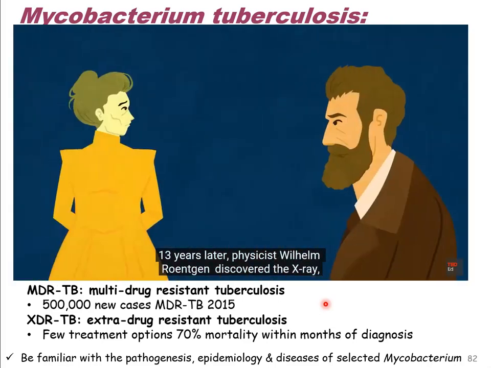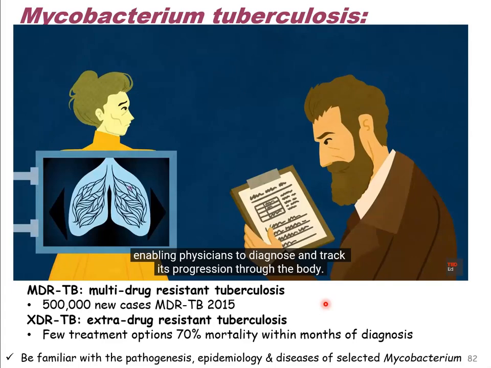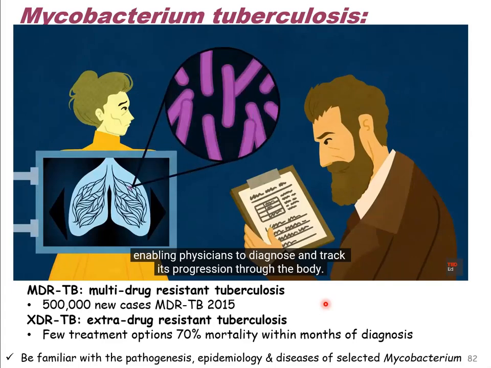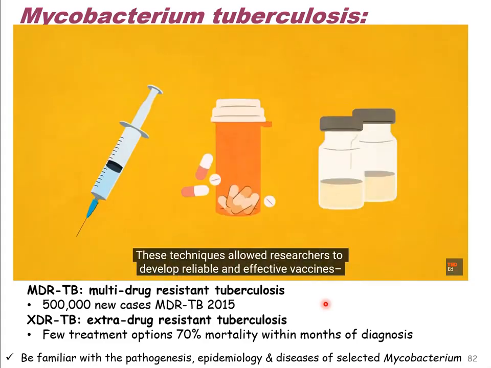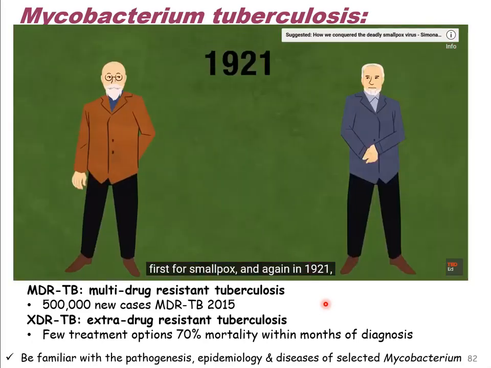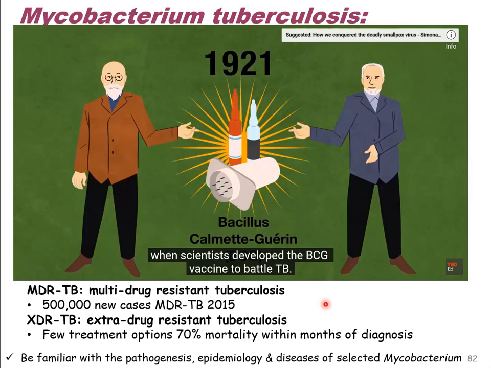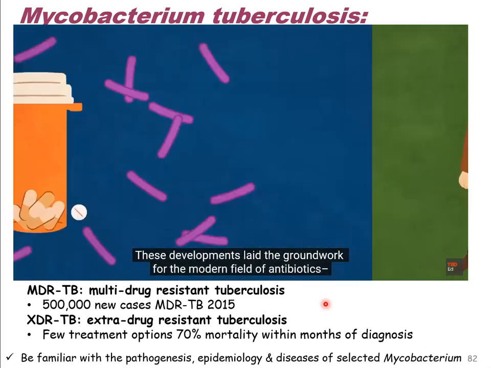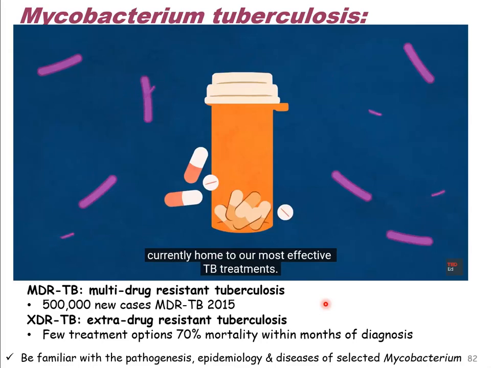13 years later, physicist Wilhelm Röntgen discovered the X-ray, enabling physicians to diagnose and track its progression through the body. These techniques allowed researchers to develop reliable and effective vaccines, first for smallpox and again in 1921, when scientists developed the BCG vaccine to battle TB. These developments laid the groundwork for the modern field of antibiotics, currently home to our most effective TB treatments.